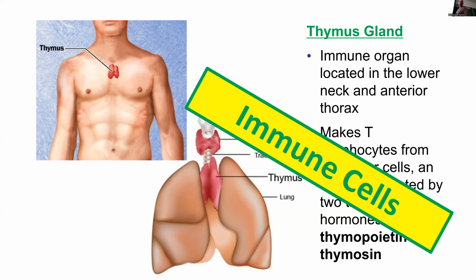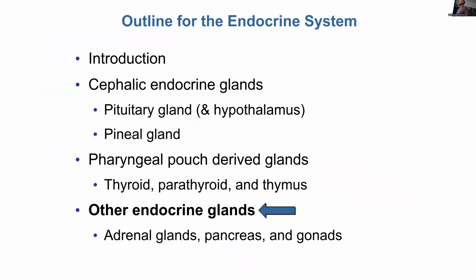And then I've got just a couple more for you here. We've got other endocrine glands that include your adrenal glands, your pancreas, and your gonads. So let's walk through these. And then we have a few other final organs that produce hormones, although their primary function is not that of an endocrine organ. But first, the adrenal glands.